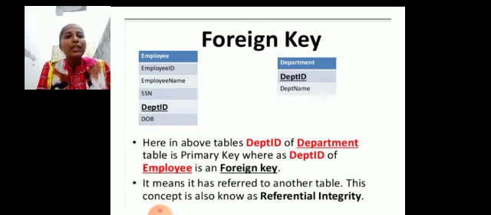So here in the above table, department ID of department table is a primary key. In the department table we are having the department ID, that is primary key, and the same thing is in the employee table. So it is called the foreign key. It can be referred to another table. From one table it is referred to another table. So then we will call it also as referential integrity.